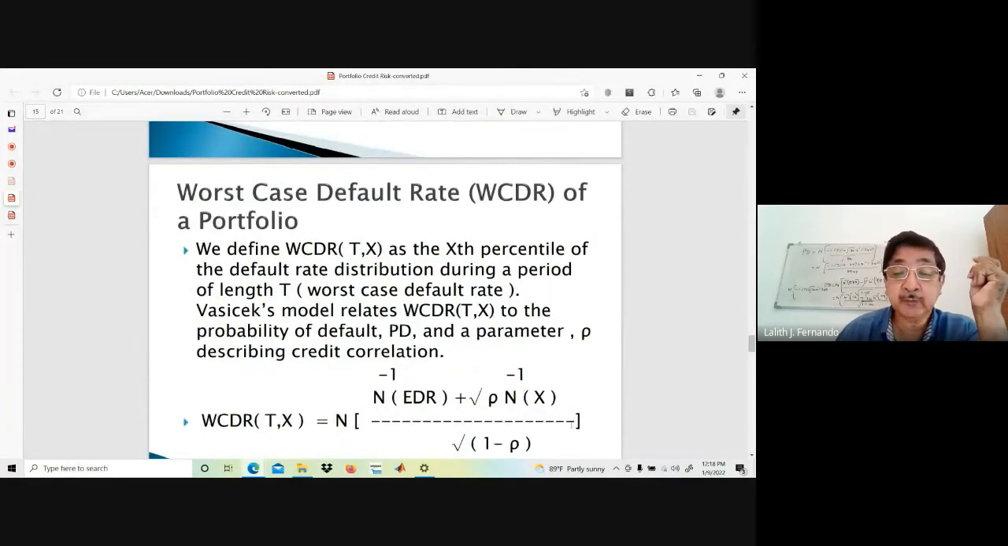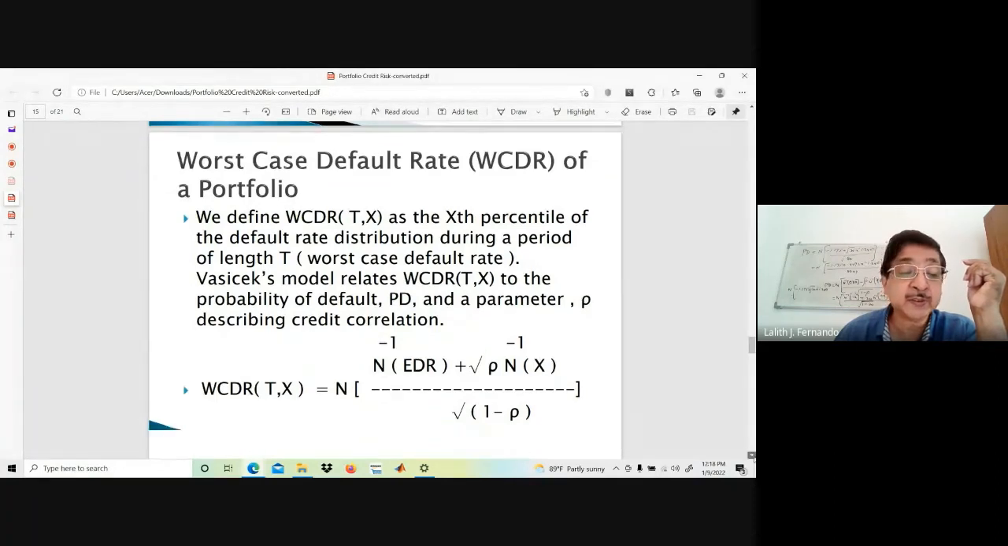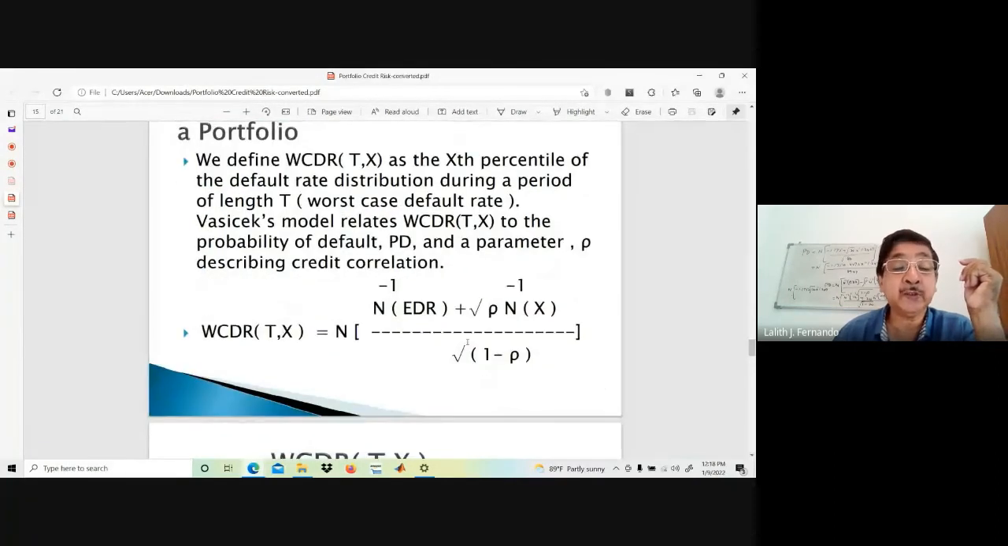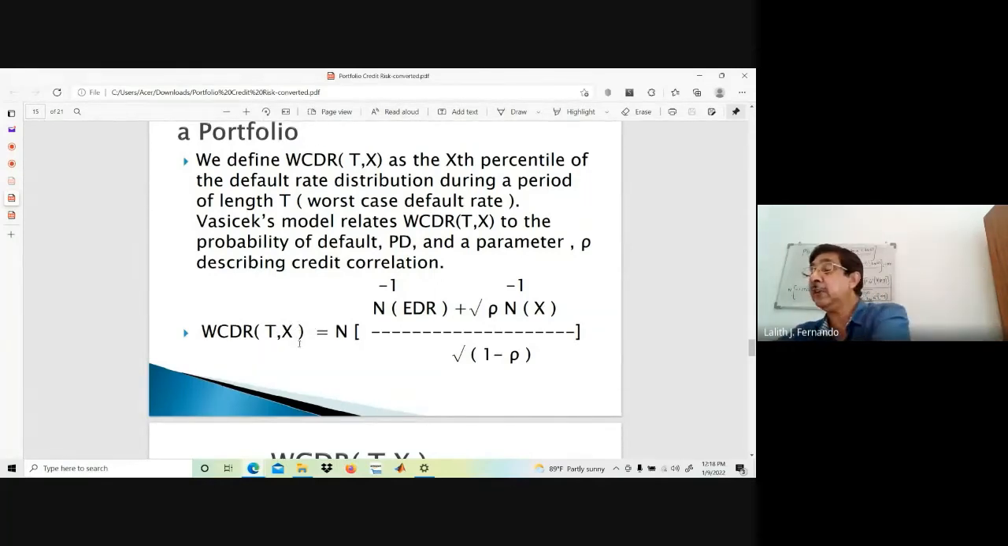Now, when you say WCDR(T, X) relates to the probability of default, PD, and parameter rho describing credit correlation, you are using the same Vasicek model to calculate the worst case default rate of a portfolio also. Now, in that case, you have to say what is the confidence level. You have to see what is the confidence level also.